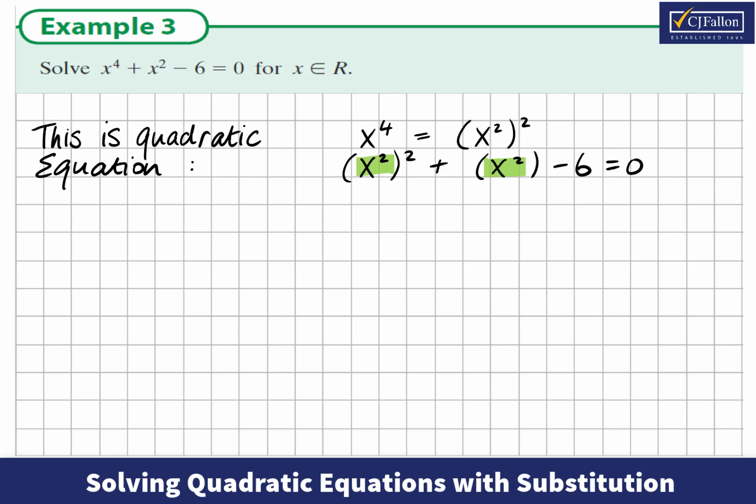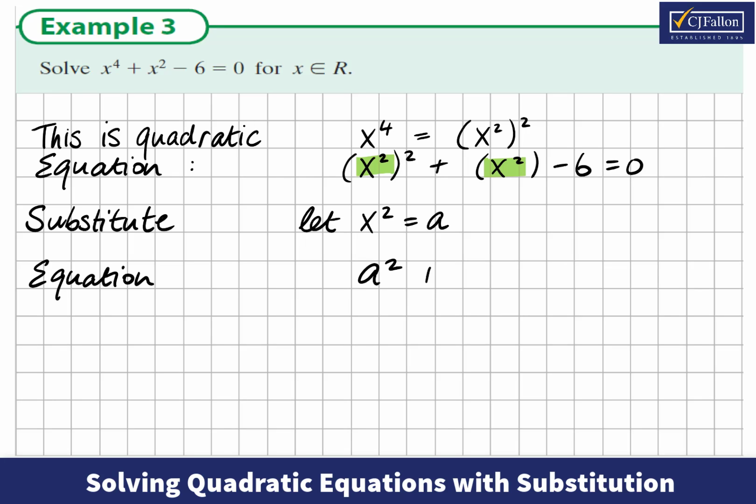So it's quadratic. It might be easier to see this if we make a little substitution. So if we let a equal x squared, then we could see that x to the power of 4 would be a squared. So we can write out our equation like that, as having a squared plus a minus 6 equals 0. So now we want to solve this equation.